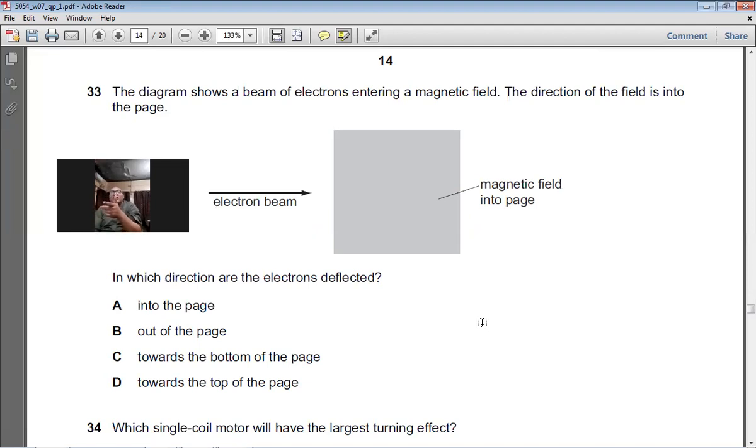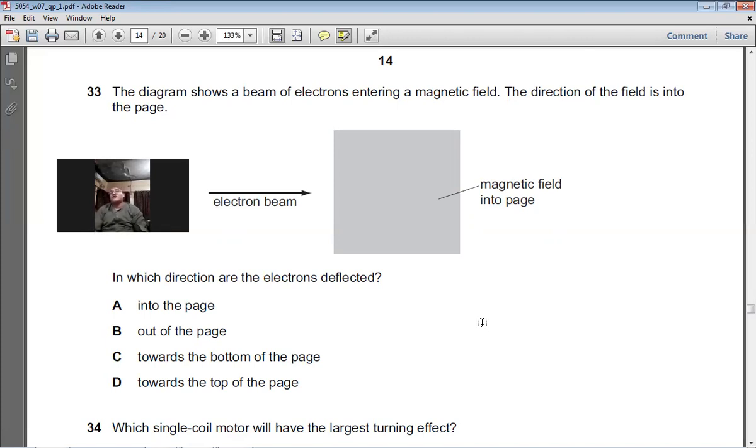Let's see what happens. The magnetic field is into the page, so my magnetic field finger is pointing into the screen. The charged particles are going towards the right, and my thumb is pointing upward. So according to this law, the electron beam should be deflected upward, but remember, the electron beam is negative.